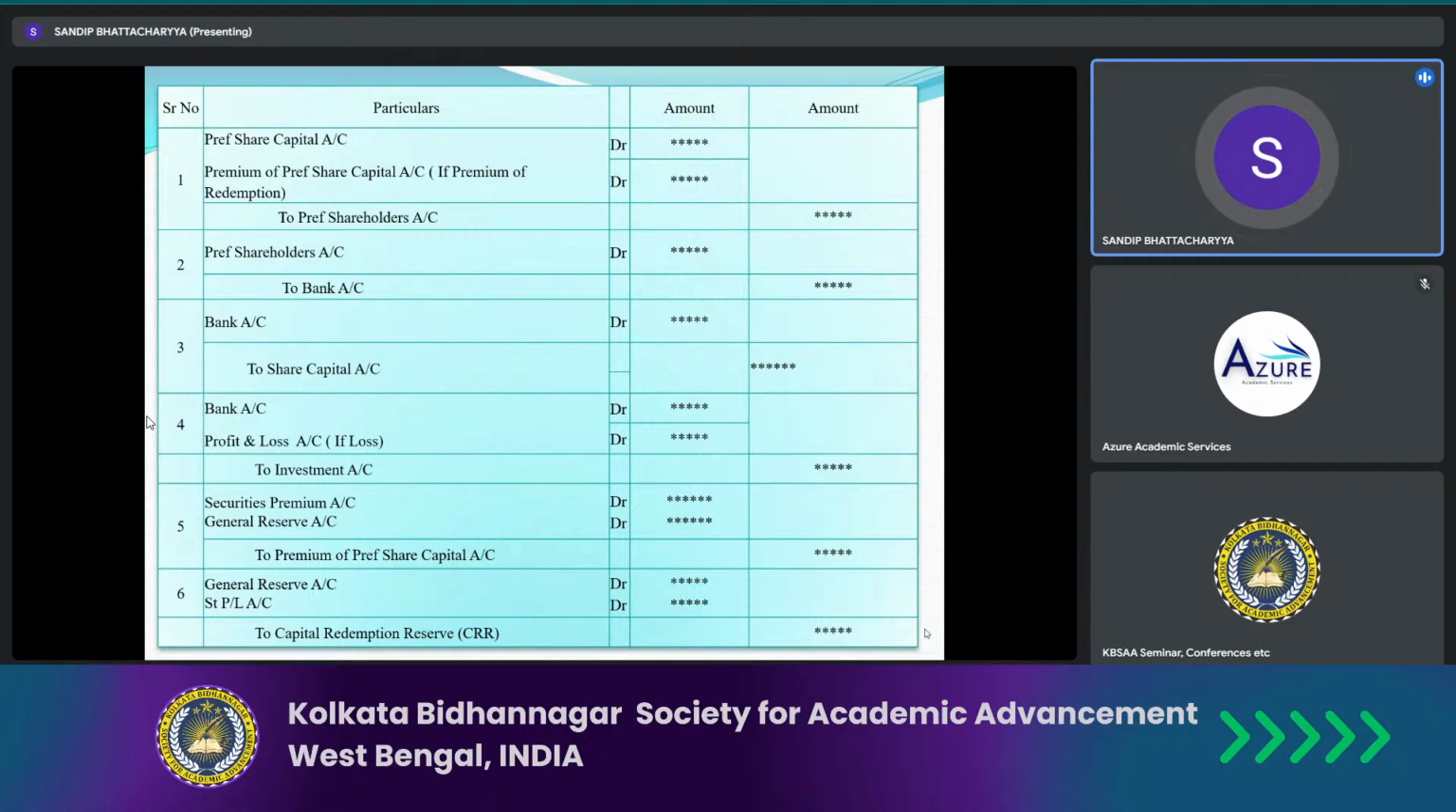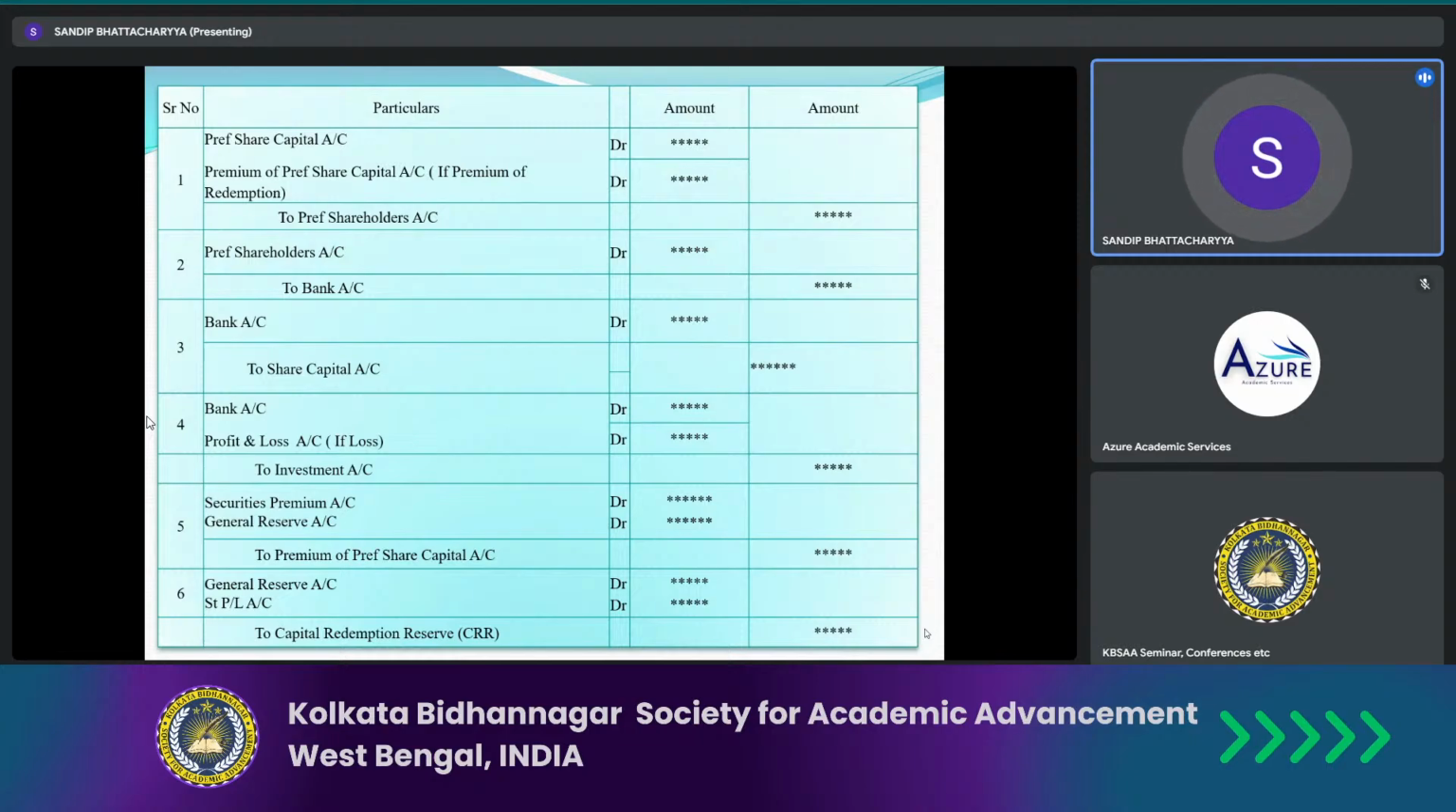So ultimately what is the objective? Preferential capital account debit, and if there is a premium, premium on preferential capital account debit to bank account. If you combine journal entry number 1 and journal entry number 2, the preferential holders account is struck off. The first is the due entry, the second is the payment entry. When we do this sum, we will do it in exactly the same format. This is the generalized format.